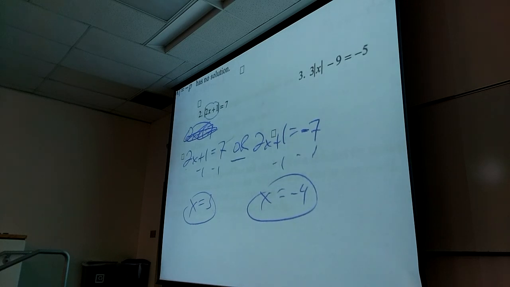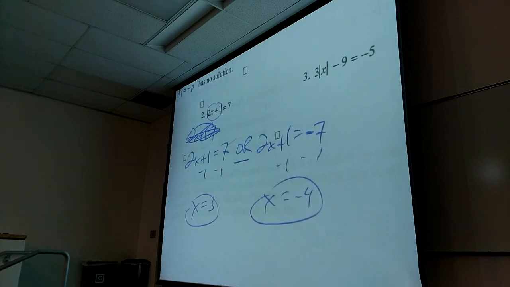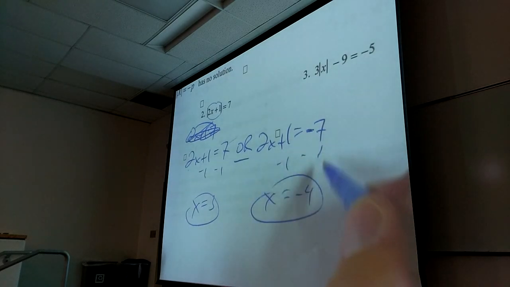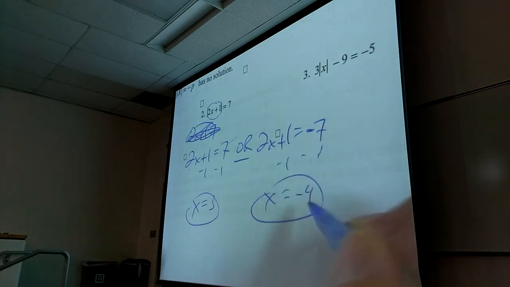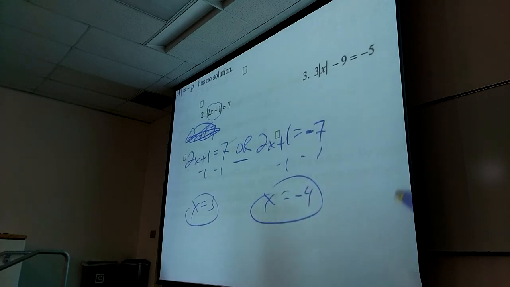Do you have to do the or symbol between them? No, you don't really. Negative 7 minus 1 is negative 8. x equals negative 4? Yes. Negative 7 minus 1 is negative 8, divided by 2 is negative 4. I know I didn't show the steps there, but you should be able to do the steps.